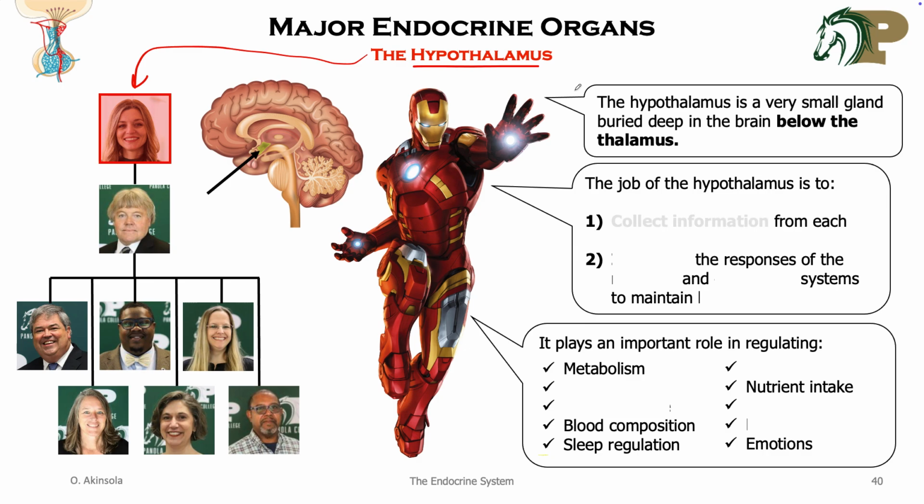The job of the hypothalamus is to collect information from each body system. It will also integrate the responses of the nervous and endocrine systems to maintain homeostasis. Really, the hypothalamus is the ultimate administrator, collecting all types of information from the body systems and integrating responses so that all of the systems can work together in an effective and efficient manner.